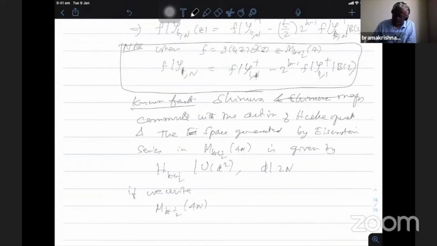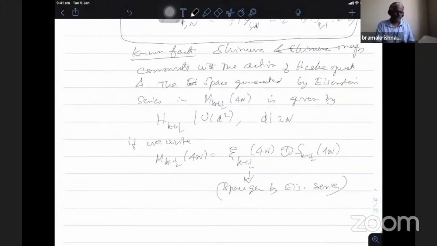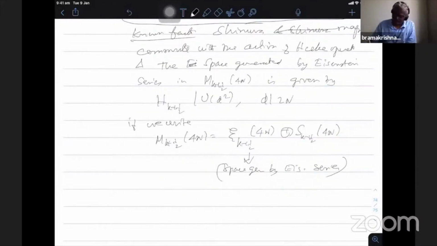4n as the space of Eisenstein series, which is script E of 4n, direct sum cusp forms. This is the space generated by Eisenstein series. Okay, when you write like that, we have then E_{k+1/2}^+(4n) is nothing but the direct sum of H_{k+1/2}^+ bar U of d squared of z, where d divides 2n.